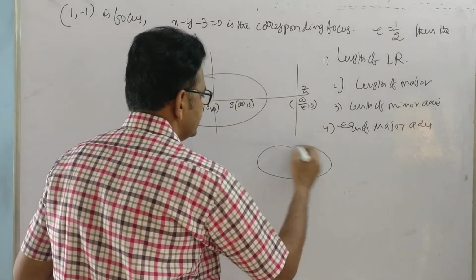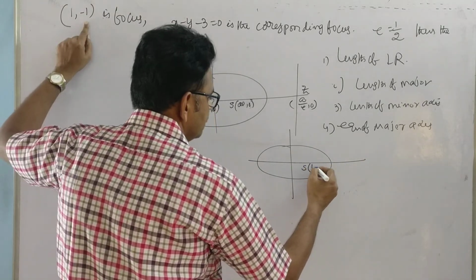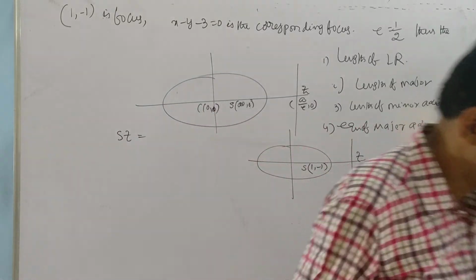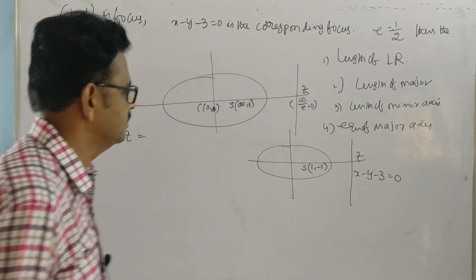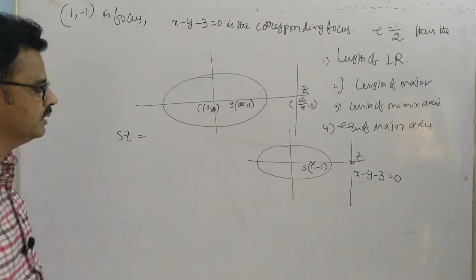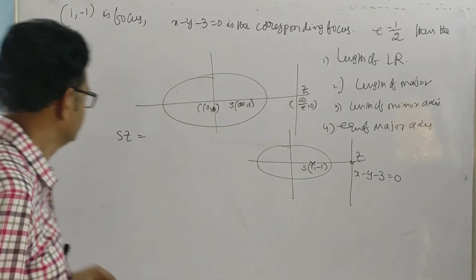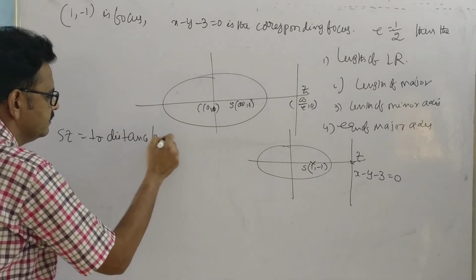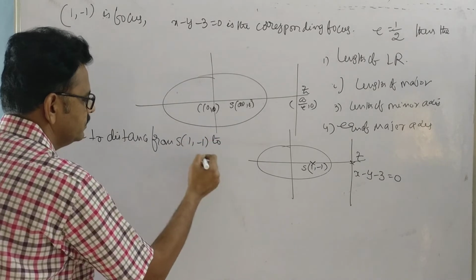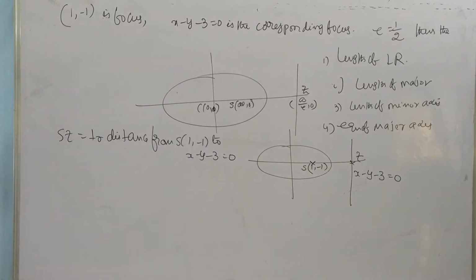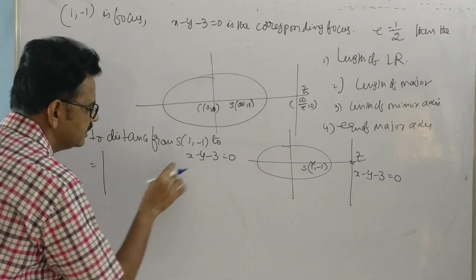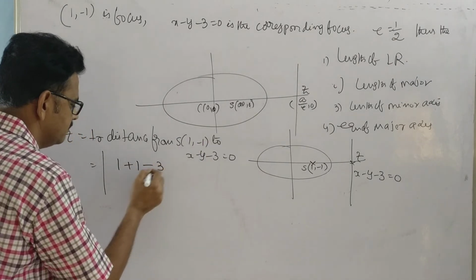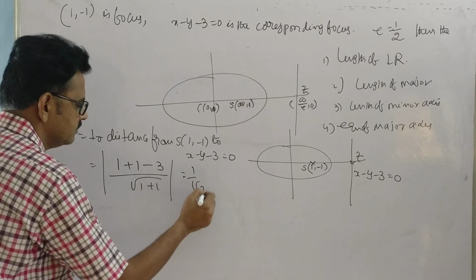So here S is given as (1, −1). This is the directrix. What is the equation of the directrix? x − y − 3 = 0. SZ is the length of the perpendicular from (1, −1) to the directrix x − y − 3 = 0. That is equal to the modulus of ax1 + by1 + c over the root of a square plus b square, where a is 1, b is −1, c is −3.